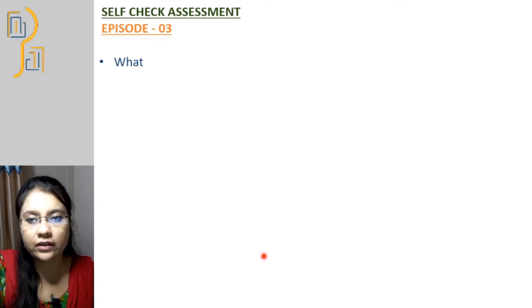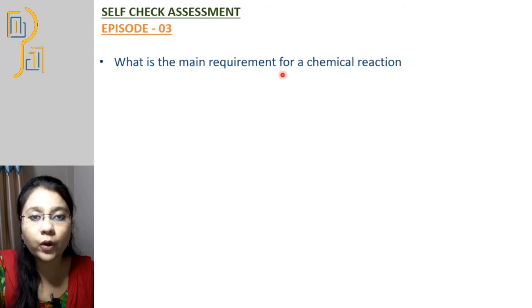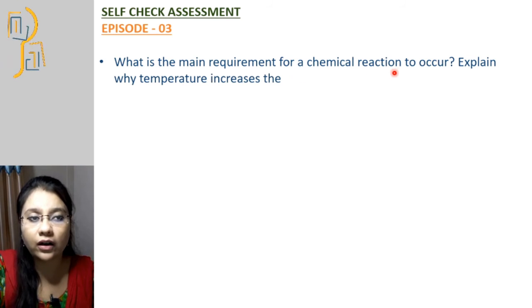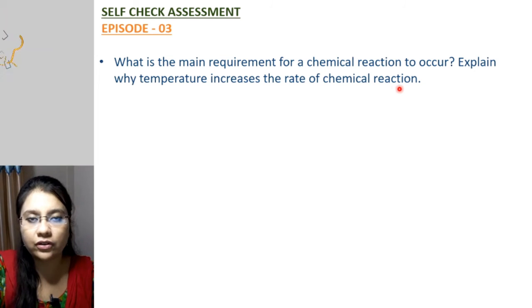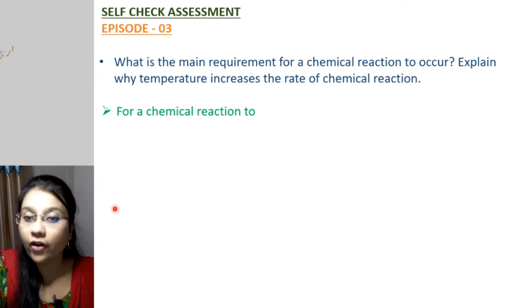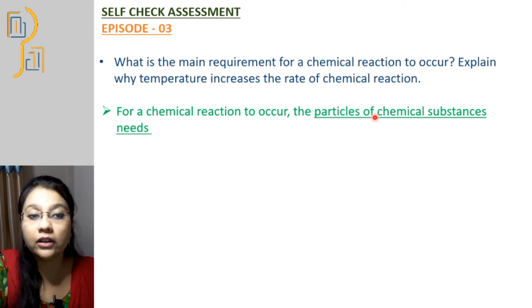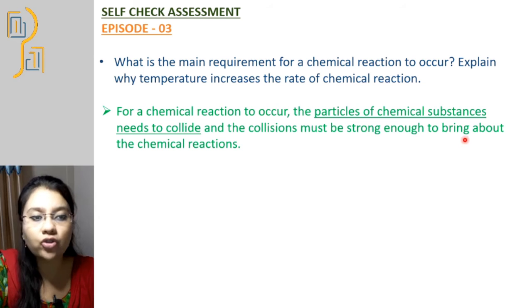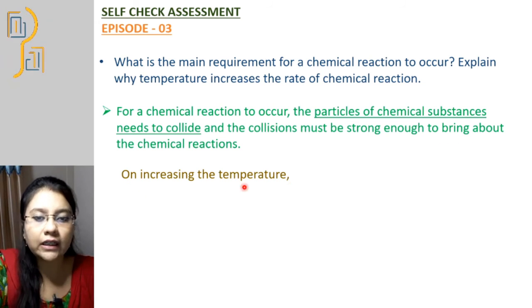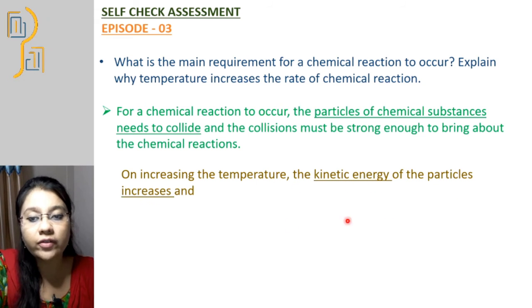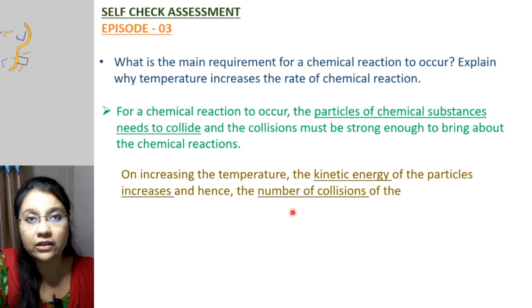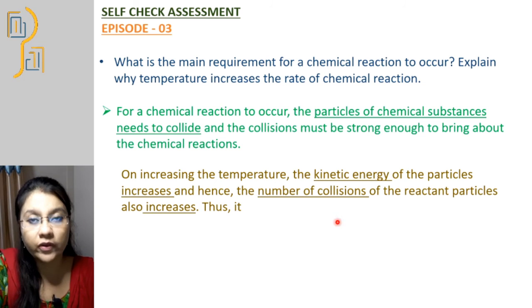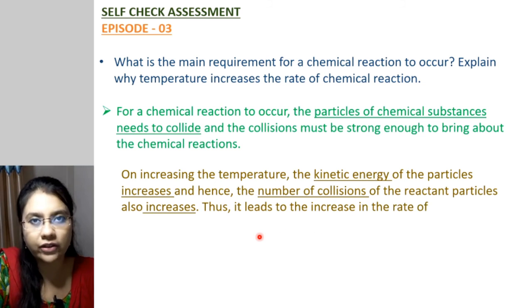The next question is, what is the main requirement for a chemical reaction to occur? Explain why temperature increases the rate of chemical reaction. For a chemical reaction to occur, the particles of chemical substances need to collide, and the collisions must be strong enough to bring about the chemical reaction. On increasing the temperature, the kinetic energy of the particles increases, and hence the number of collisions also increases, which leads to the increase in the rate of the reaction.